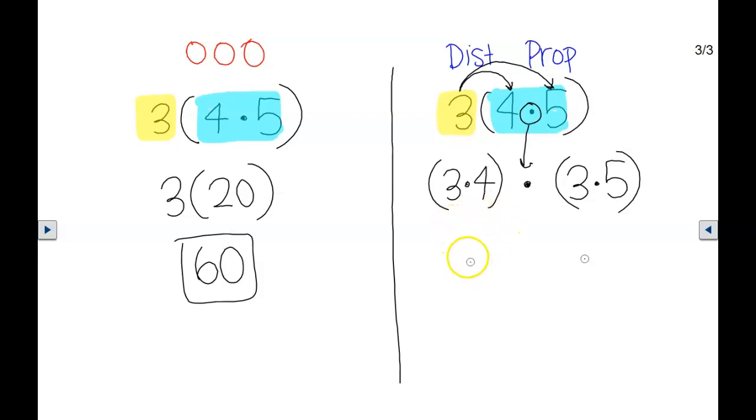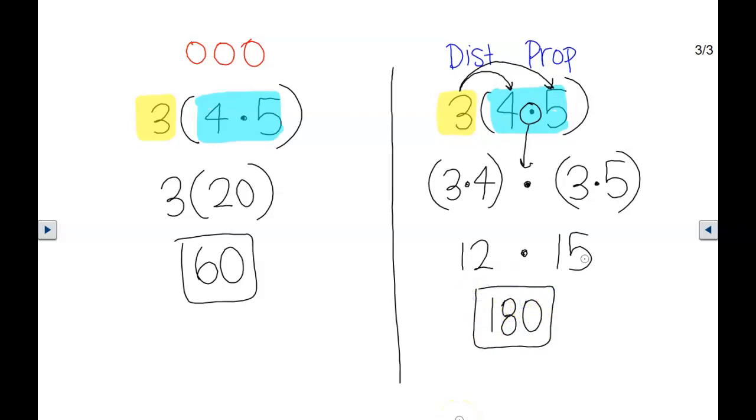So 3 times 4 is 12. 3 times 5 is 15. I don't believe there's any way that 12 times 15 is going to be 60. As a matter of fact, 12 times 15 is 180. So these are not equal this time. So I want to point out that when there is multiplication inside of your parentheses, the distributive property will not work. So never try to use distributive when your group is a multiplication problem.